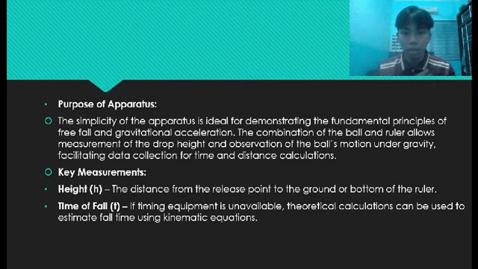For the key measurements in the experiment, we are using height, which is h, the distance from the release point to the ground or bottom of the ruler, and time of the fall, which is t. If the timing equipment is unavailable, theoretical calculation can be used to estimate the fall time using the kinematic equation. That's all.